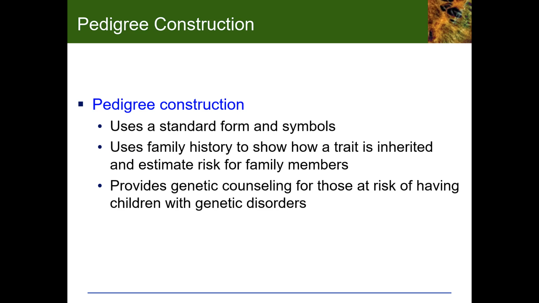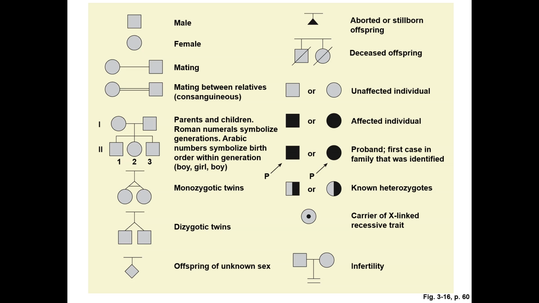So, constructing a pedigree, you use standard form and symbols. There's a set program for how to do all of this type of work. You use family history to show how a trait's inherited and estimate the risk for family members, and it helps genetic counselors in providing genetic counseling for those at risk of having children with genetic disorders. So here's some of the diagrams and terminology and pictograms that are utilized in doing pedigree charts.